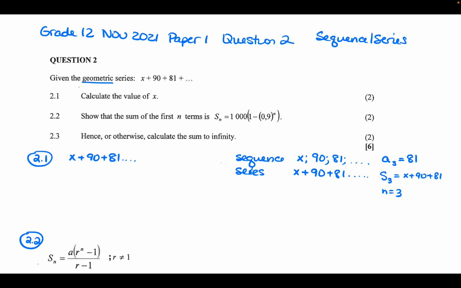Okay, so looking at this geometric series, the term geometric means that each term is multiplied by a value, usually called r, which stands for ratio, to get the next term. So I know that x times r is equal to 90, and 90 times r is equal to 81. So that allows us to find the r value, which would be 81 divided by 90, which is 0.9. That's our r value, or our ratio.